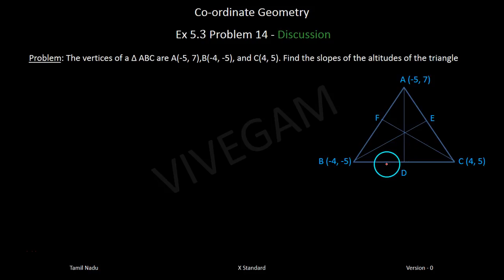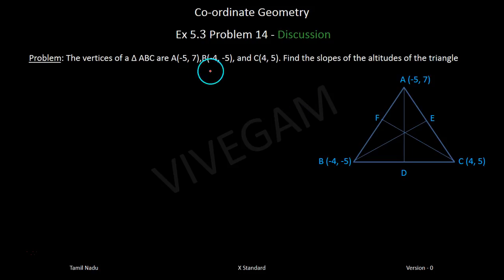Using that formula, let's say the slope of BC is M1 and the slope of AD is M2. M1 into M2 will be equal to -1. So using that formula you can calculate the slope of AD. You can do the same for the other altitudes BE and CF. Okay, this is how the problem will be worked out.